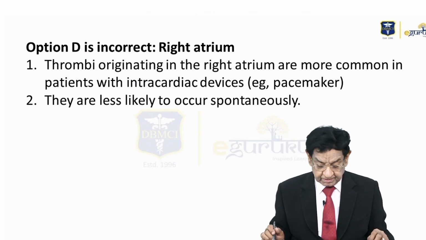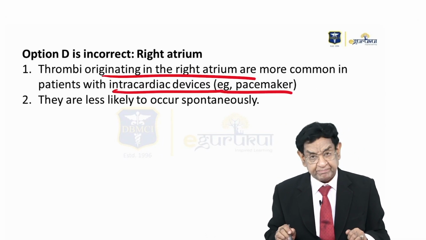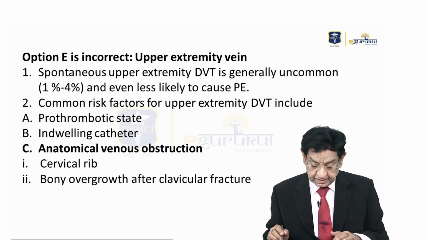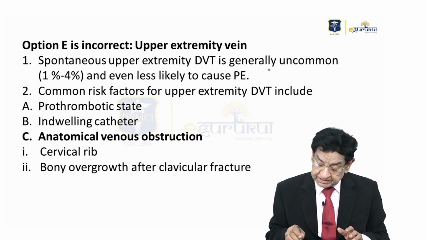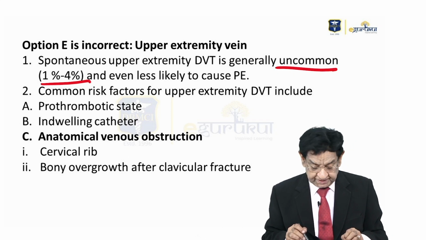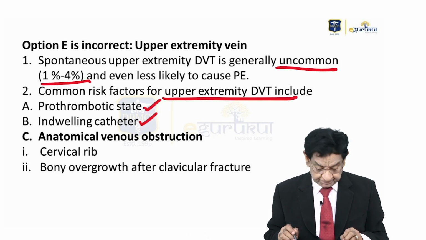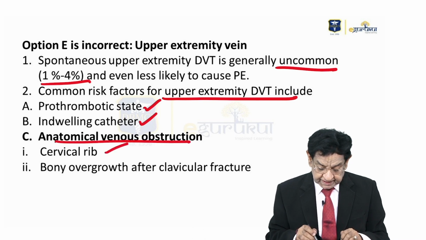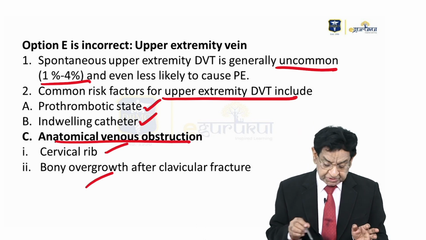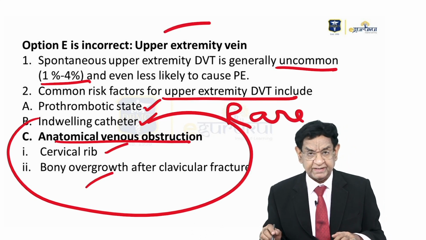Well, option D, right atrium, thrombi are common in patients with an intracardiac device like a pacemaker. They are less likely to resolve spontaneously. Upper extremity veins are generally an uncommon source, only 1 to 4% of cases. So they are very unlikely to cause PE. Common risk factors are a thrombotic state, indwelling catheter, or anatomical obstruction like a cervical rib or bony overgrowth over clavicular fractures. But all these are extremely rare, so this is very, very unlikely.